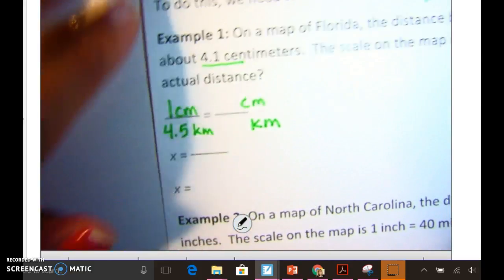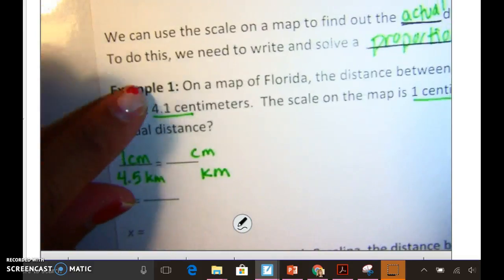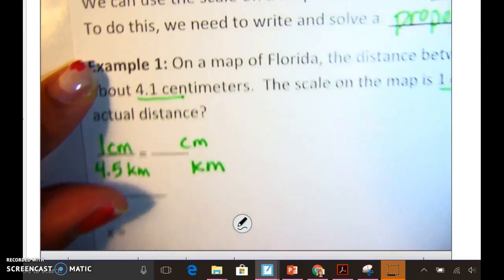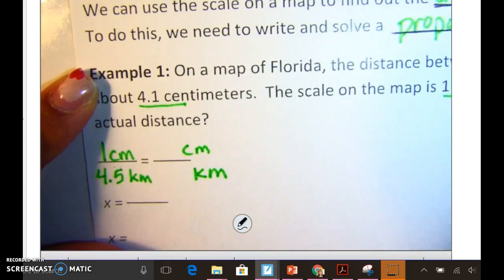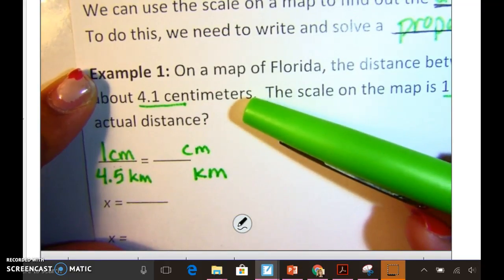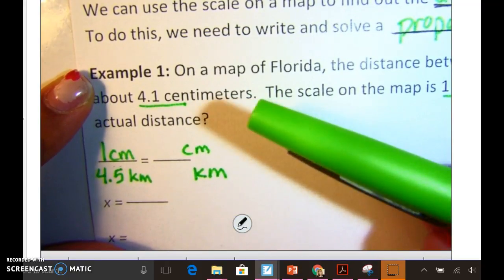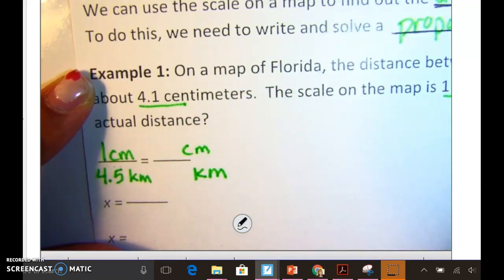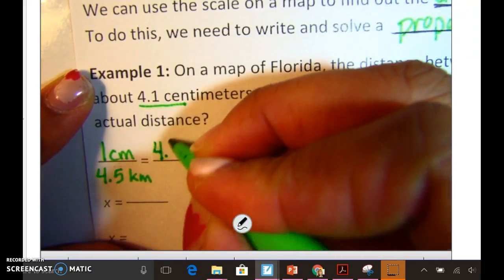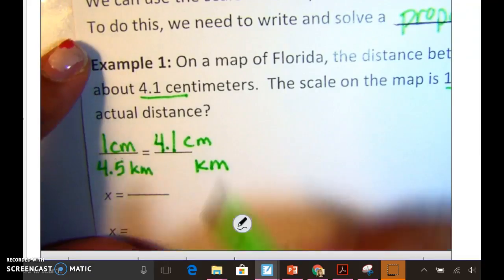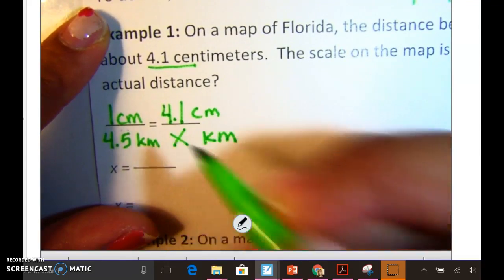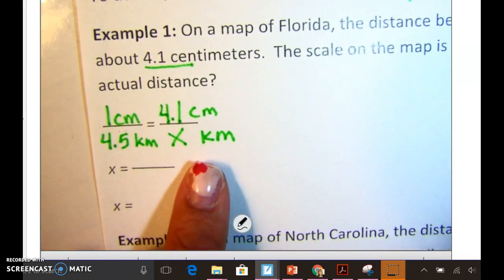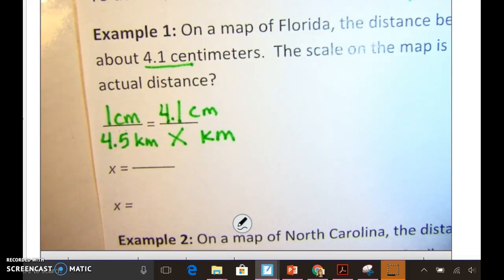And I need to look back and see, what did they give me? Did they give me the actual distance in kilometers, or did they give me the distance on the map in centimeters? They gave me centimeters. So this is on the map. I need to put that up here. Centimeters are on the top. And I am trying to find x. I'm trying to find what that is in real life in kilometers.